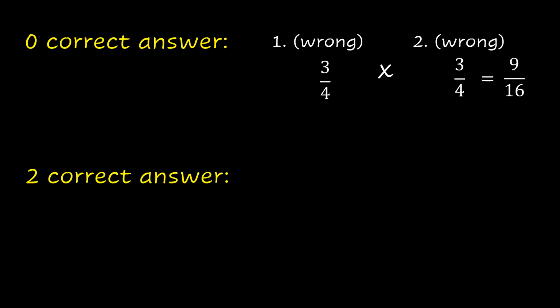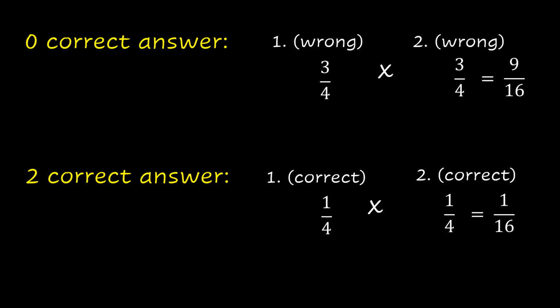Now let us look at the case where we have two correct answers. And two correct answers means that we are correct in number 1 and we are also correct in number 2. The probability of being correct in number 1 is 1/4 and the probability of being correct in number 2 is also 1/4. We can multiply these two probabilities together and we are going to get 1 over 16. So the probability of having two correct answers is 1 over 16.